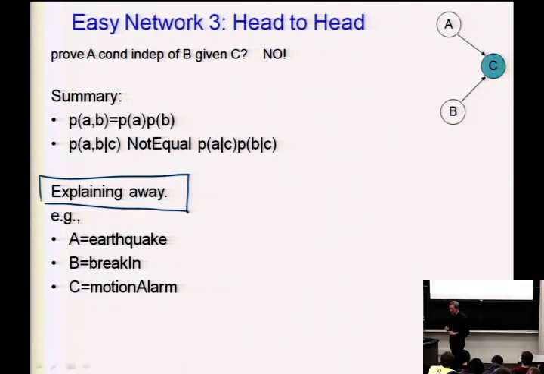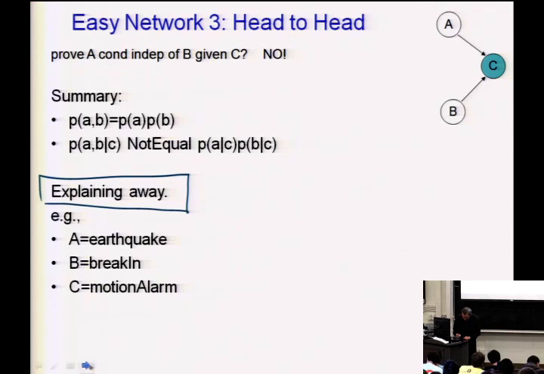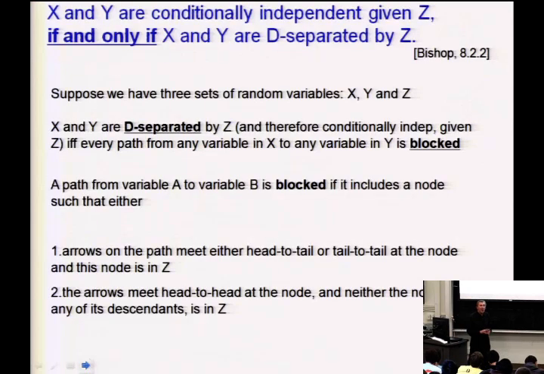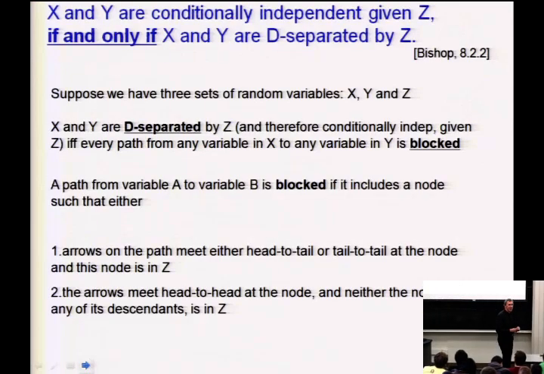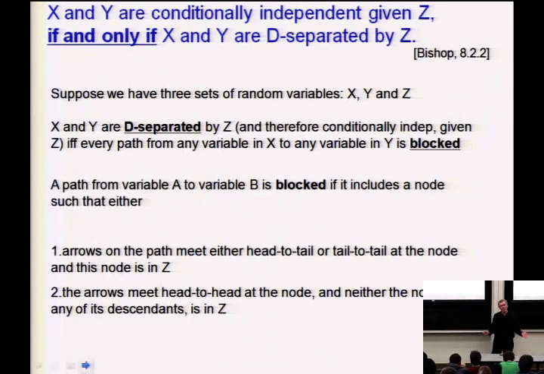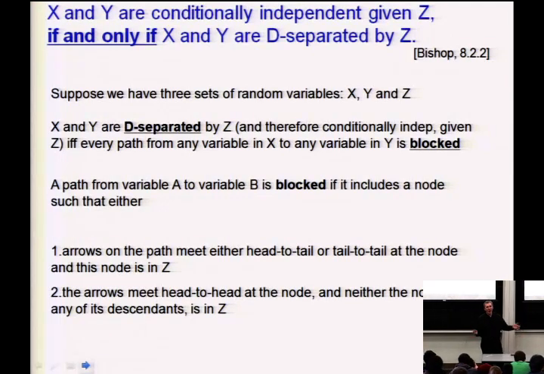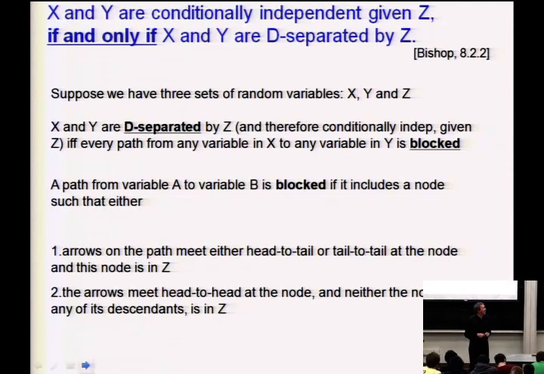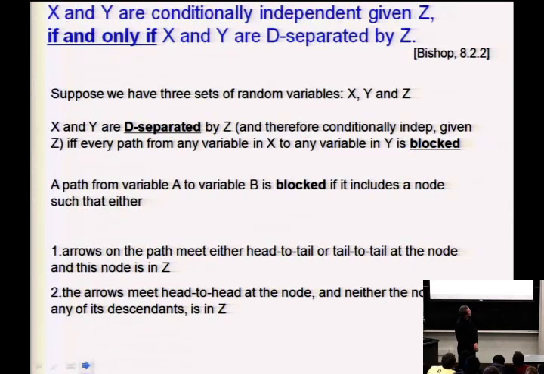So that's kind of the intuition. And so if we put together these three subnetworks, we get our definition of D-separation. And this is the absolute true way to tell conditional independence statements in a Bayes net. So let's look at this definition. It says, first of all, X and Y are conditionally independent given Z if and only if X and Y are D-separated by Z.